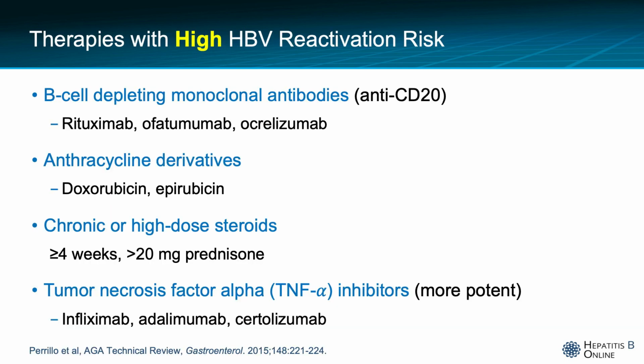Therapies with the highest risk of HBV reactivation include B-cell depleting monoclonal antibodies that target the CD20 receptor of B lymphocytes. These are used commonly for the treatment of lymphoma or autoimmune conditions such as multiple sclerosis. Anthracycline derivatives, a class of chemotherapy that includes doxorubicin and epirubicin, are also associated with high HBV reactivation risk. Chronic or high-dose steroids, typically those on the order of 20 milligrams of prednisone or more daily for a month or more, count in this list as well, along with tumor necrosis factor alpha inhibitors that are more potent, such as infliximab or adalimumab.